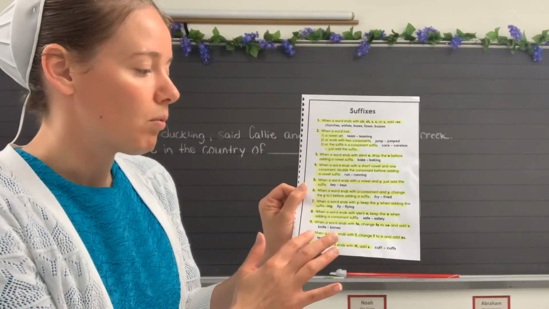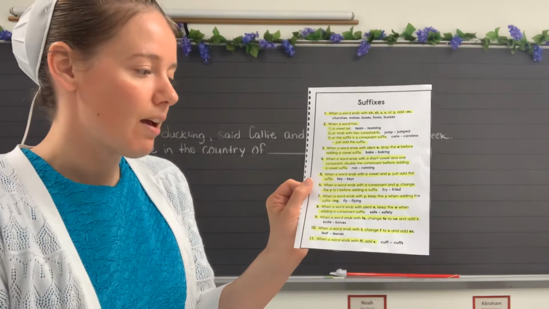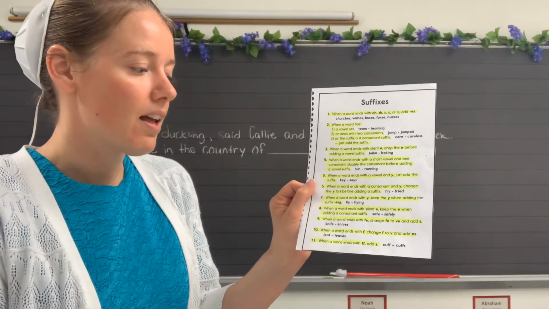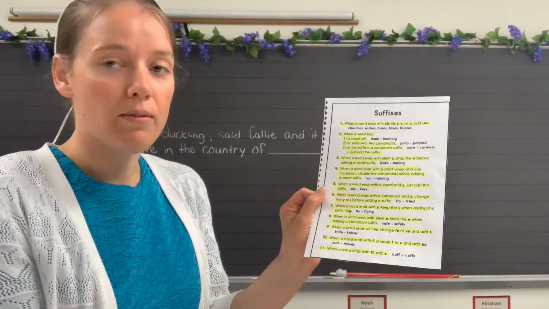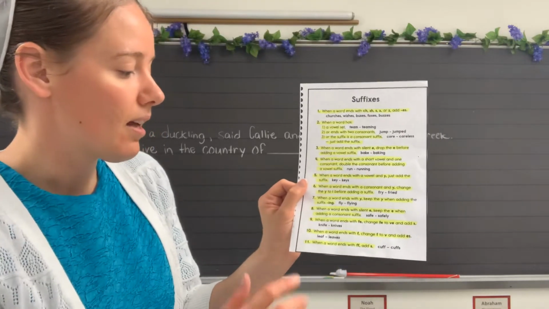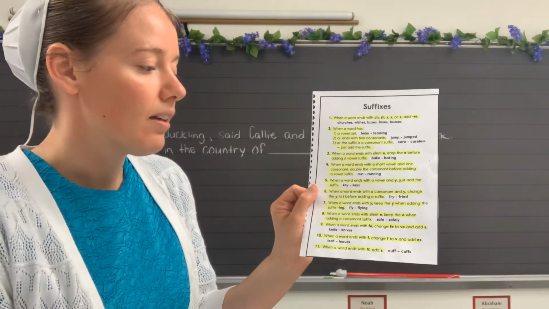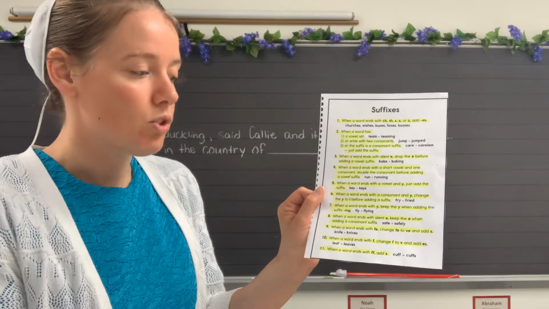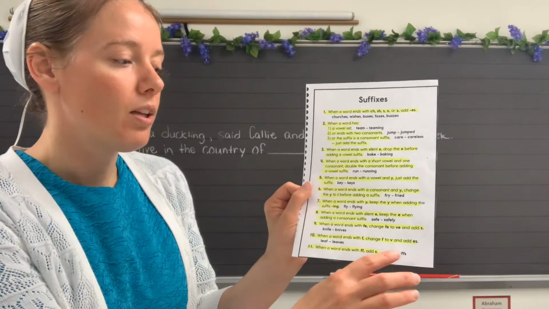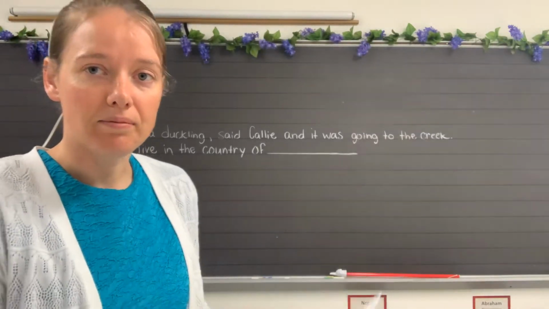Number 10, when a word ends with F, change F to V and add ES, like leaf, you change the F to V and add ES. Number 11, when a word ends with FF, just add S, like cuff, you will just add S at the end.